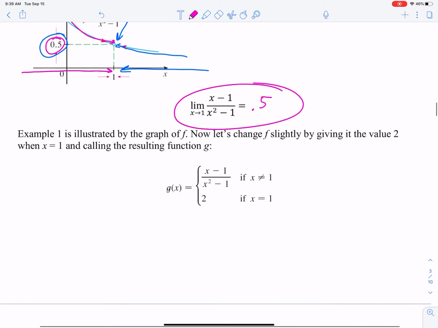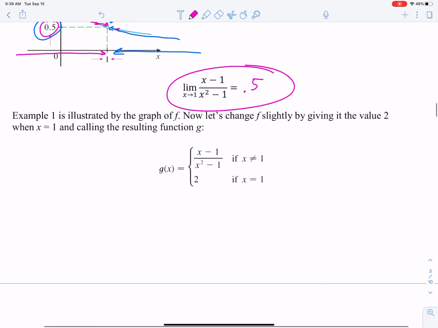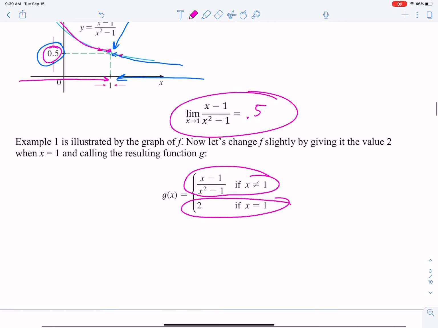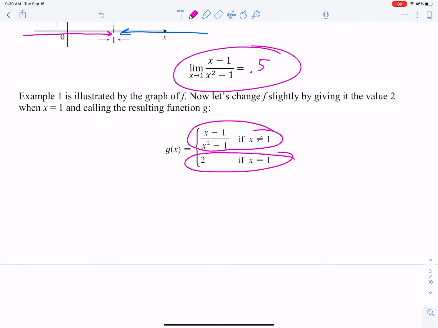That'll be in a later section. All right, example 1 is illustrated by the graph of f. So let's change f slightly by giving it the value of 2 when x equals 1. In other words, we're going to make this a piecewise defined function. Piecewise defined functions are defined in pieces, right? So for any part of this graph other than x equals 1, we've got that curve, the one we just graphed up there. But at x equals 1, we're going to call it 2.